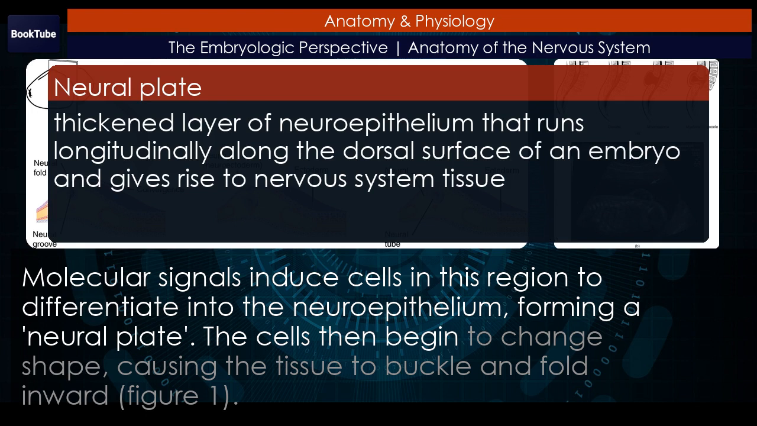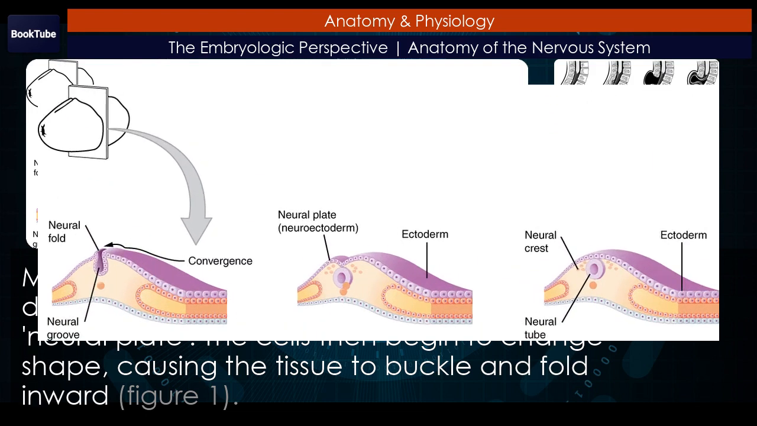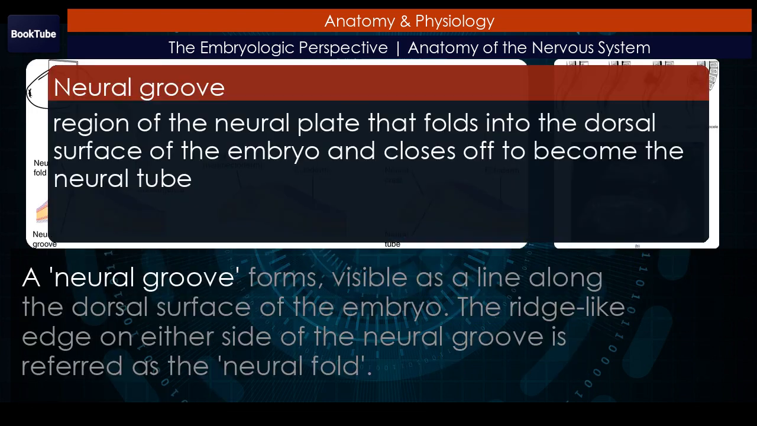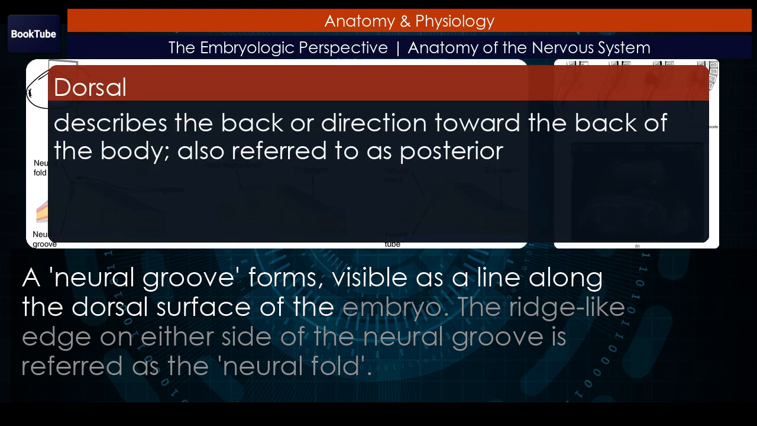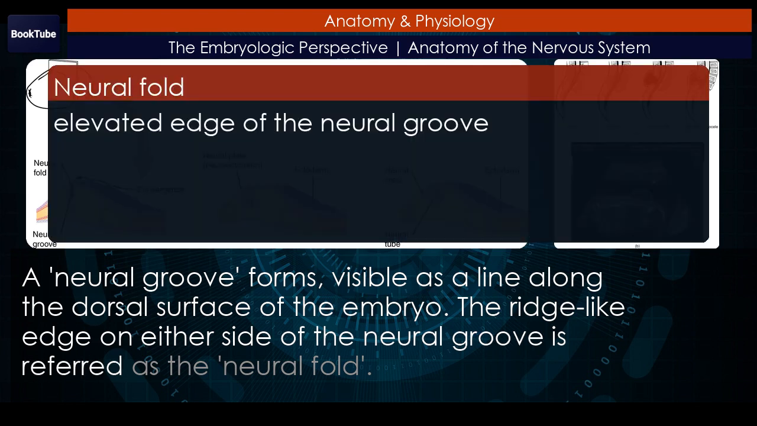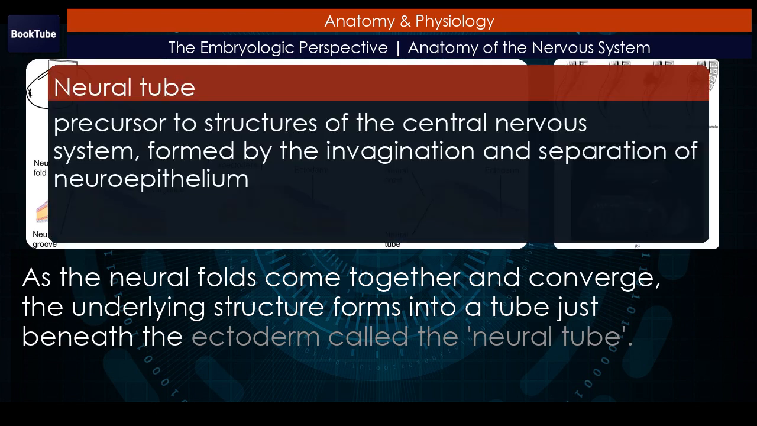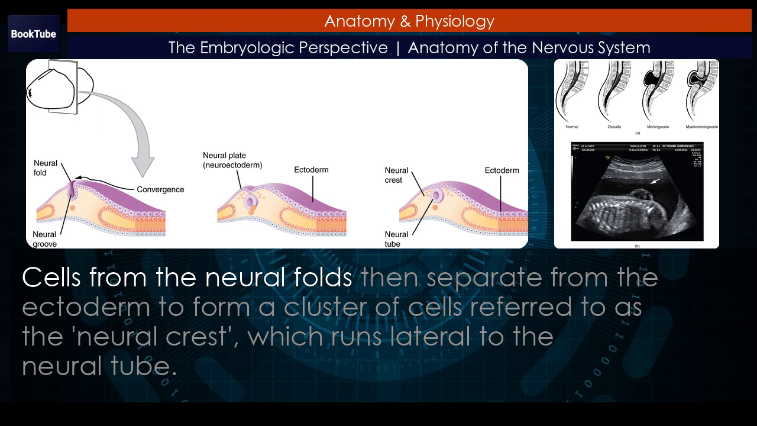The cells then begin to change shape, causing the tissue to buckle and fold inward. Figure 1. A neural groove forms, visible as a line along the dorsal surface of the embryo. The ridge-like edge on either side of the neural groove is referred to as the neural fold. As the neural folds come together and converge, the underlying structure forms into a tube just beneath the ectoderm called the neural tube.